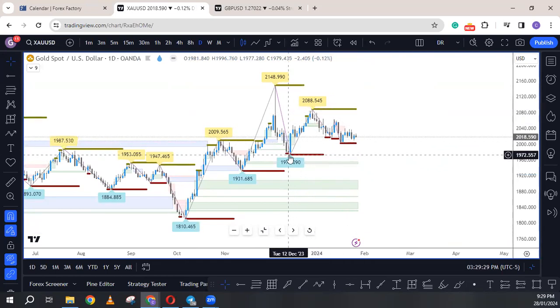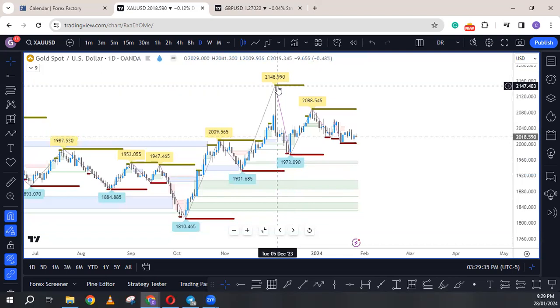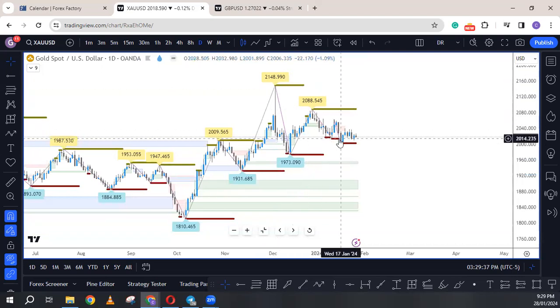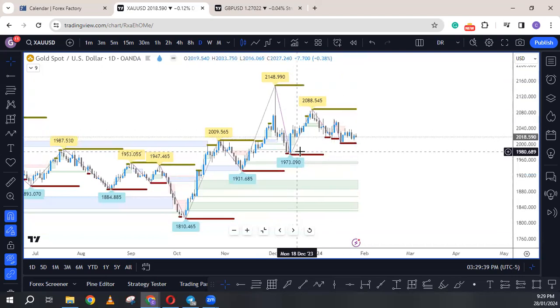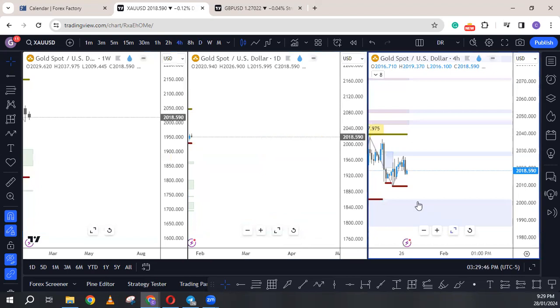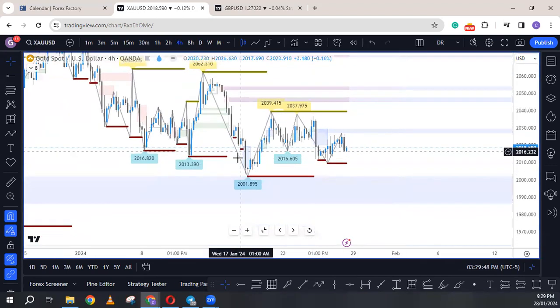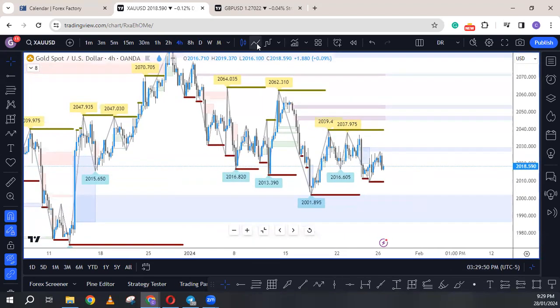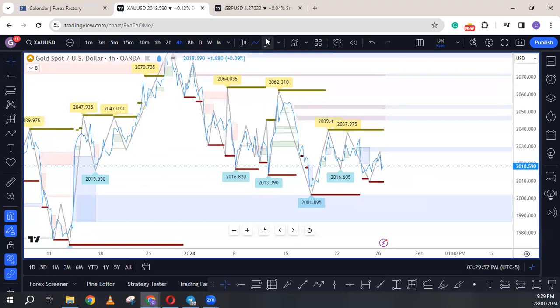So since this low did not break, since 1973.09 did not break 2149, the possibility exists that this may go for 1973. But that depends on some variables. Let's look at the 4-hour time frame. As you can see, it's tilting to the downside on the 4-hour.